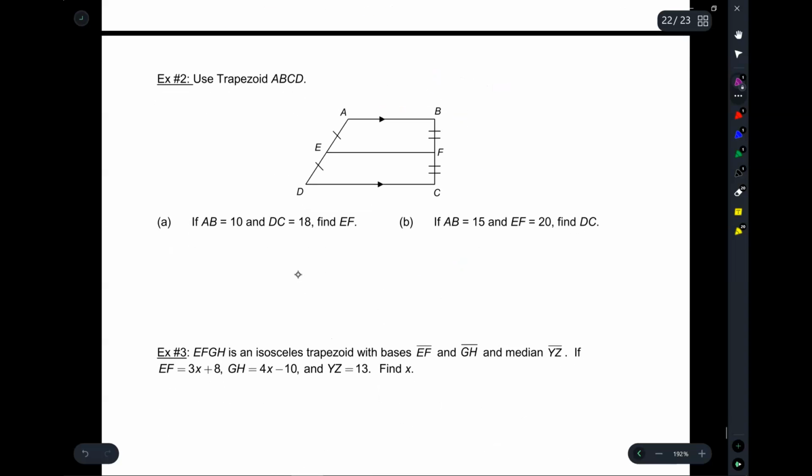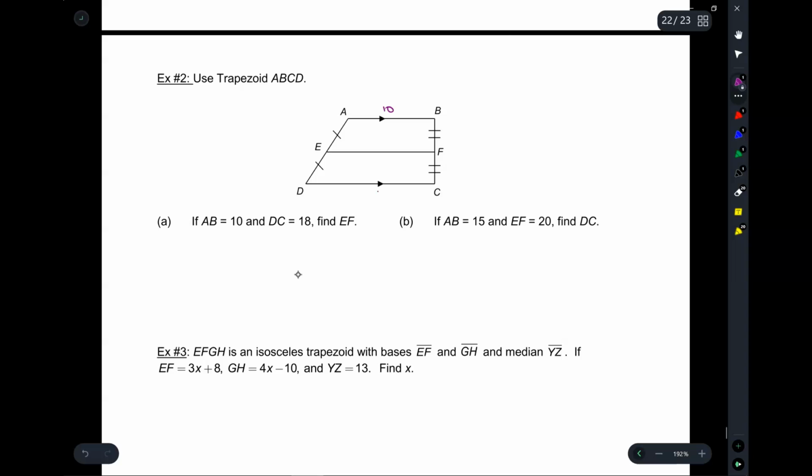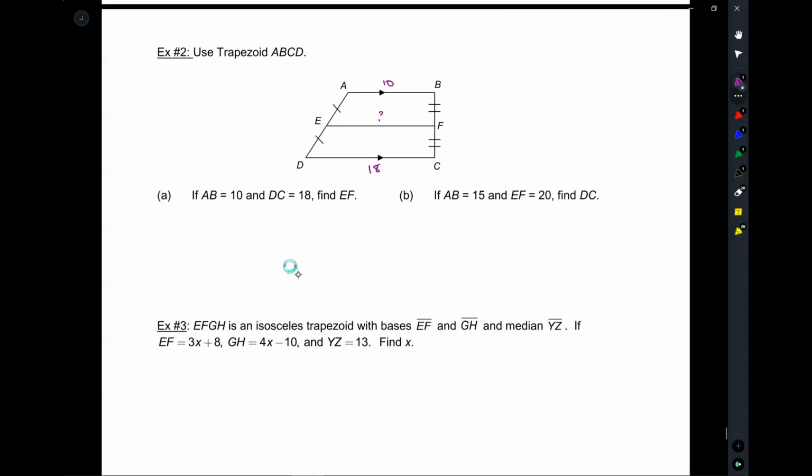Okay, so let's take a look at some of these problems. If AB is 10 and DC is 18, so those are the 2 bases, we want to find EF, the median. Well, EF is 1/2 of 10 plus 18. EF is 1/2 of 28.